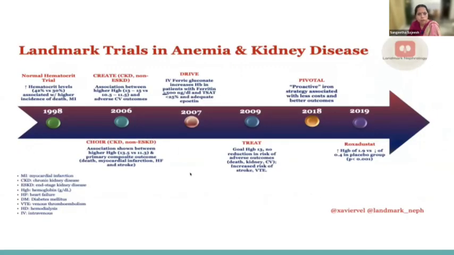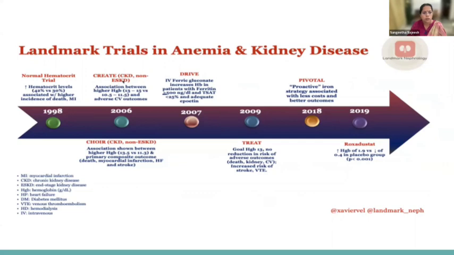We have told earlier why there was a low target hemoglobin, and what the risks of erythropoietin stimulating agents are. All these were identified by the landmark trials in anemia and kidney disease. From 1998 to 2019, we have many trials on anemia in CKD. The first is the normal hematocrit trial, done in 1998. Then the QUIET trial and CREATE in 2006.